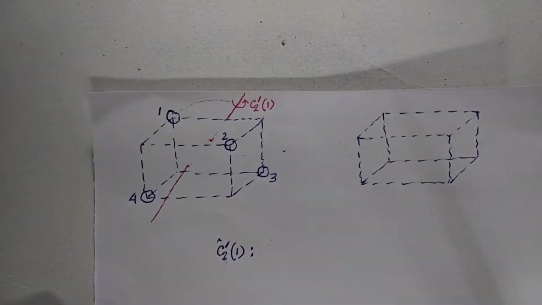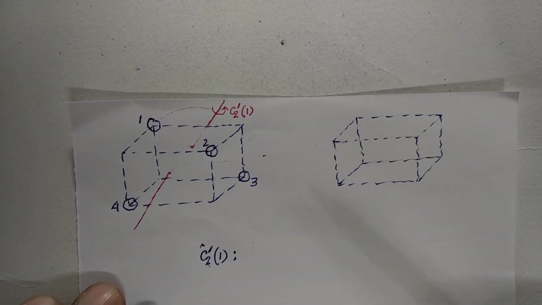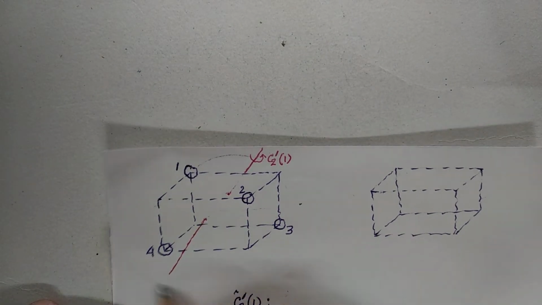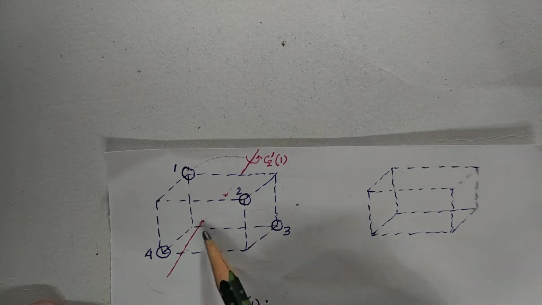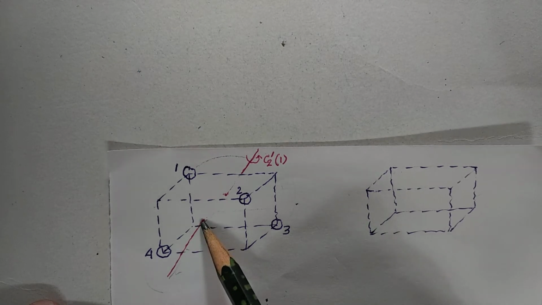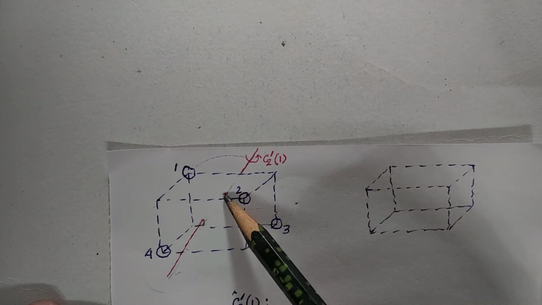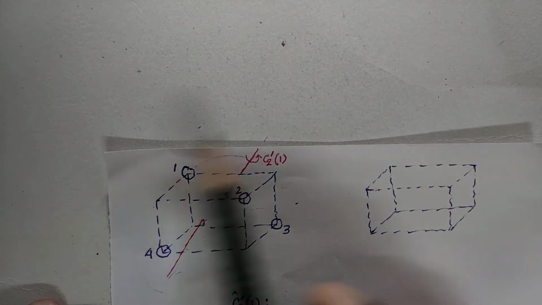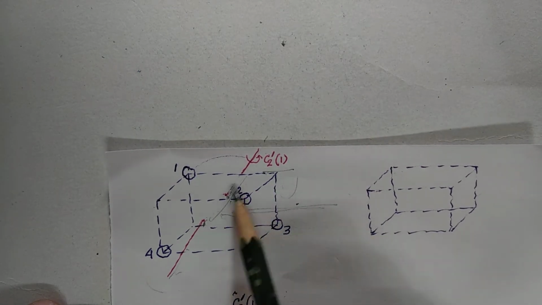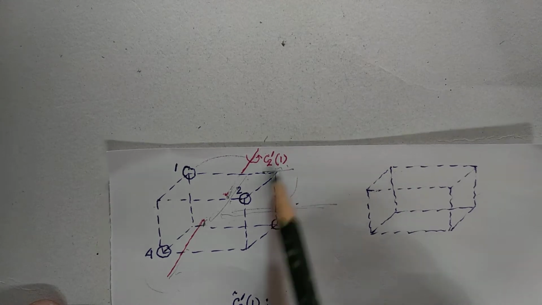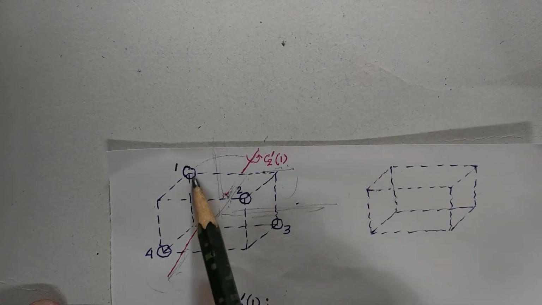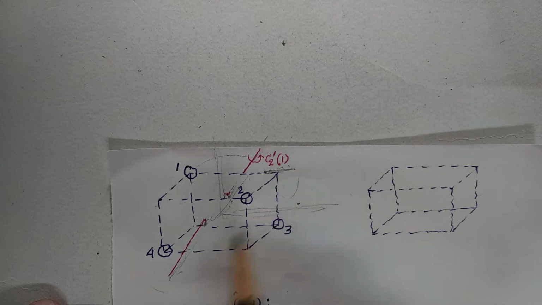For example, let us carry out the C2 primed operation. The initial position is like this. This is the initial configuration. The C2 primed axis is passing through the center of the front face and going out through the center of the back face. This is C2 primed because this is perpendicular to the principal C2 axis. And this is C2 primed 1 because there is another C2 primed axis perpendicular to the same principal axis. Now, if we rotate this box about this axis, what will happen?